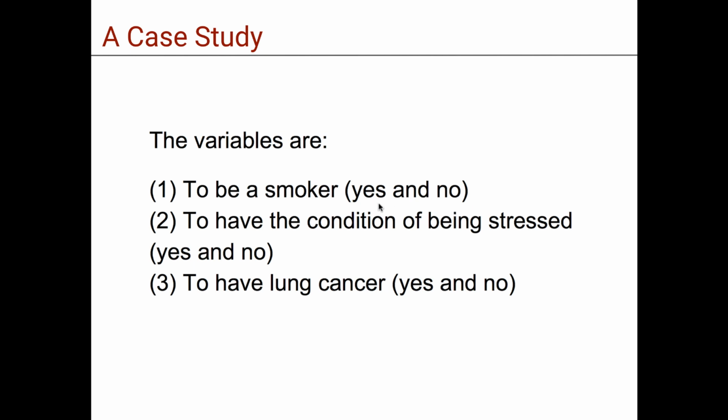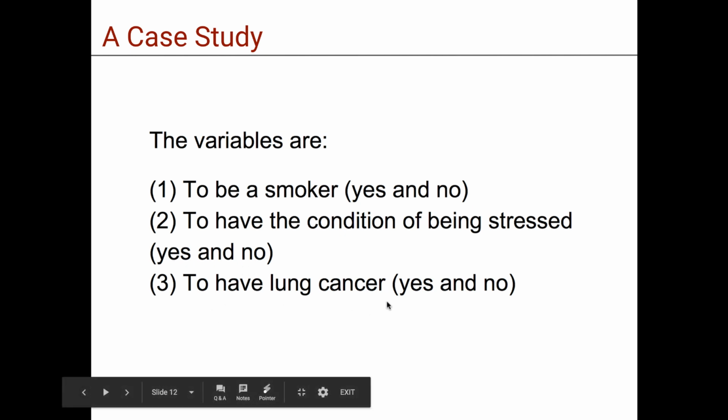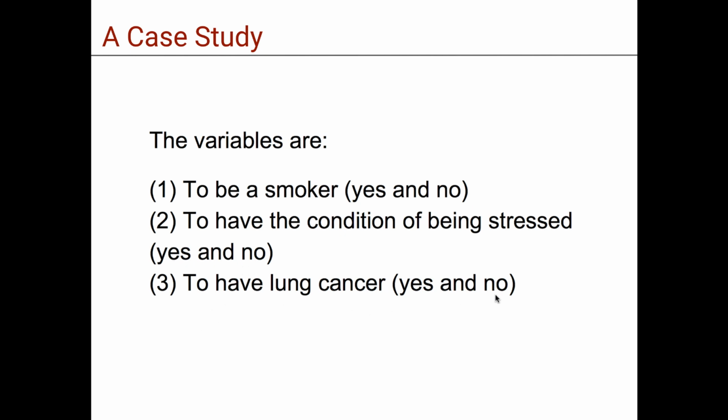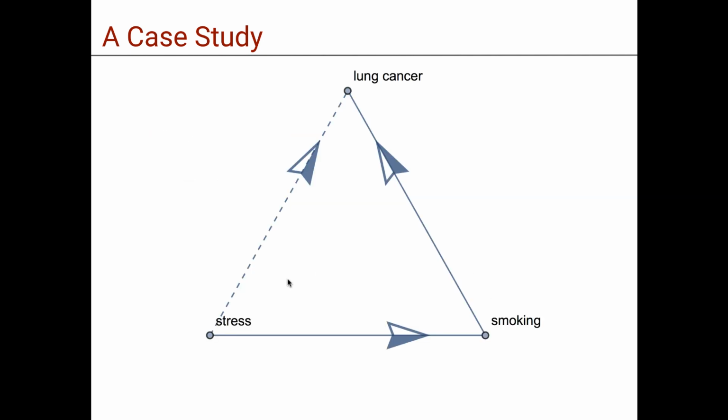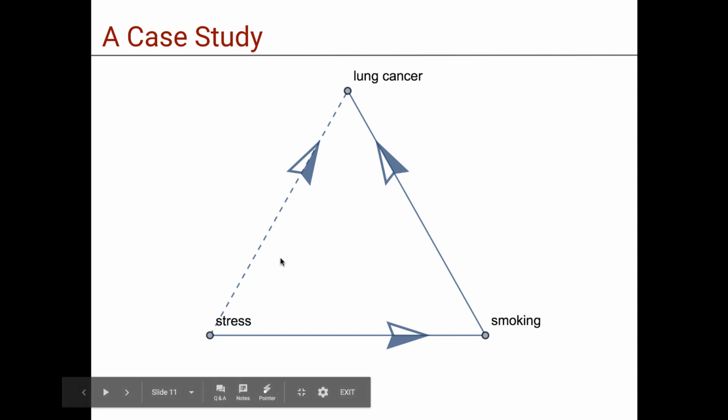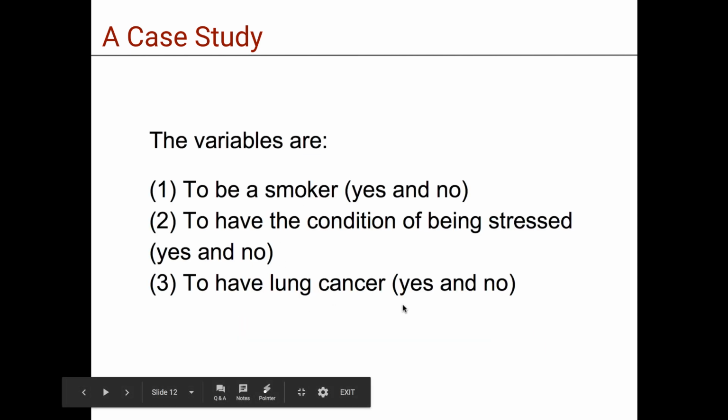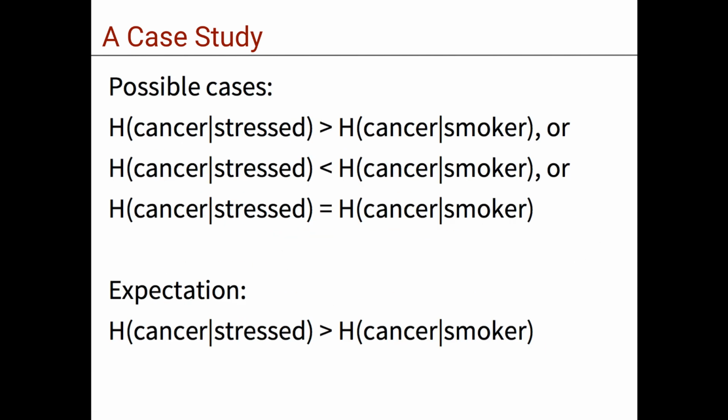First thing to notice is that we have 3 random variables, which in this case may be binary, but they can be given weights too. So the variables are to be a smoker, which can have an answer yes or no, to have the condition of being stressed, or to have lung cancer. So if we want to test whether it is to be stressed or to be a smoker the greater risk in developing lung cancer, we can write both statements as follows.